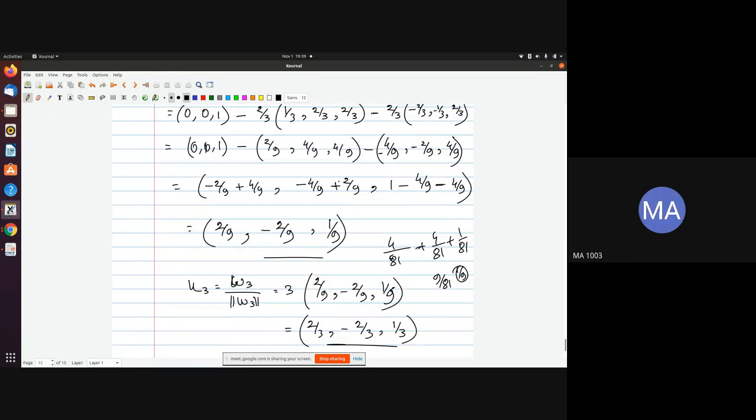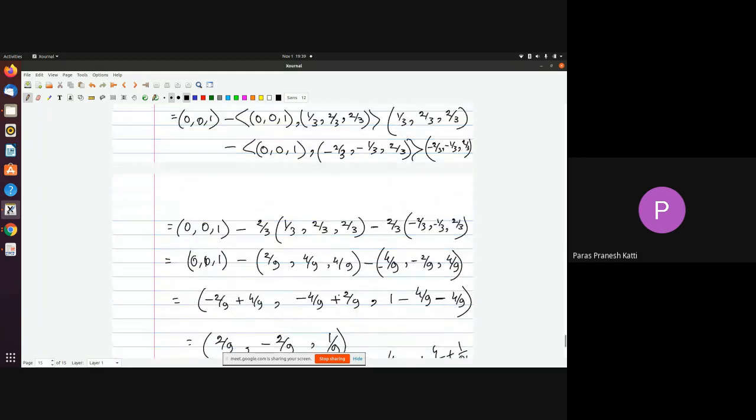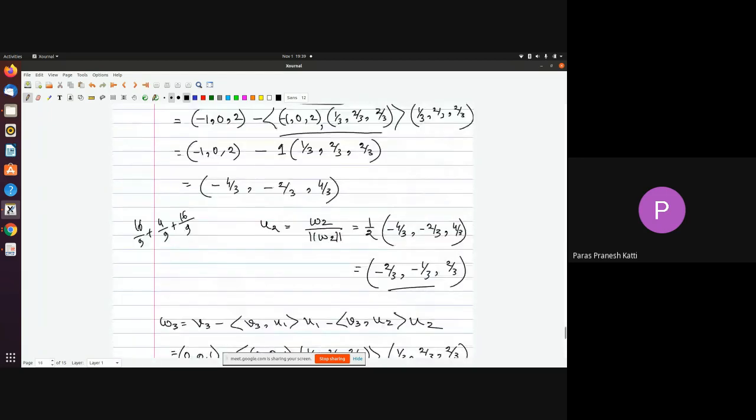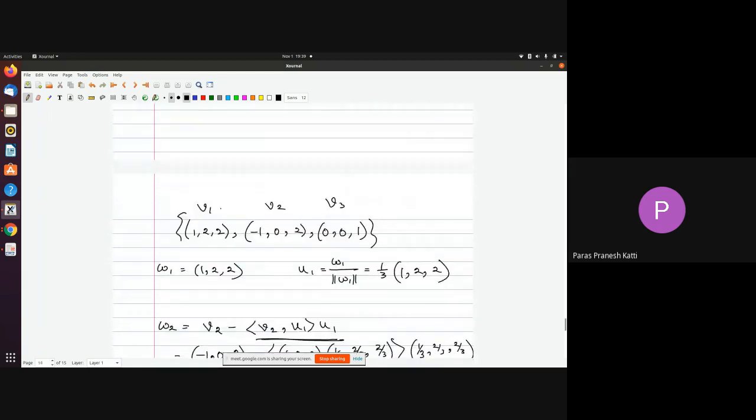Because the third vector, 0, 0, 1, is already a unit vector, so we did not divide it by the norm, so that it will make calculations easier. So if we take it that way, will that answer also be correct?